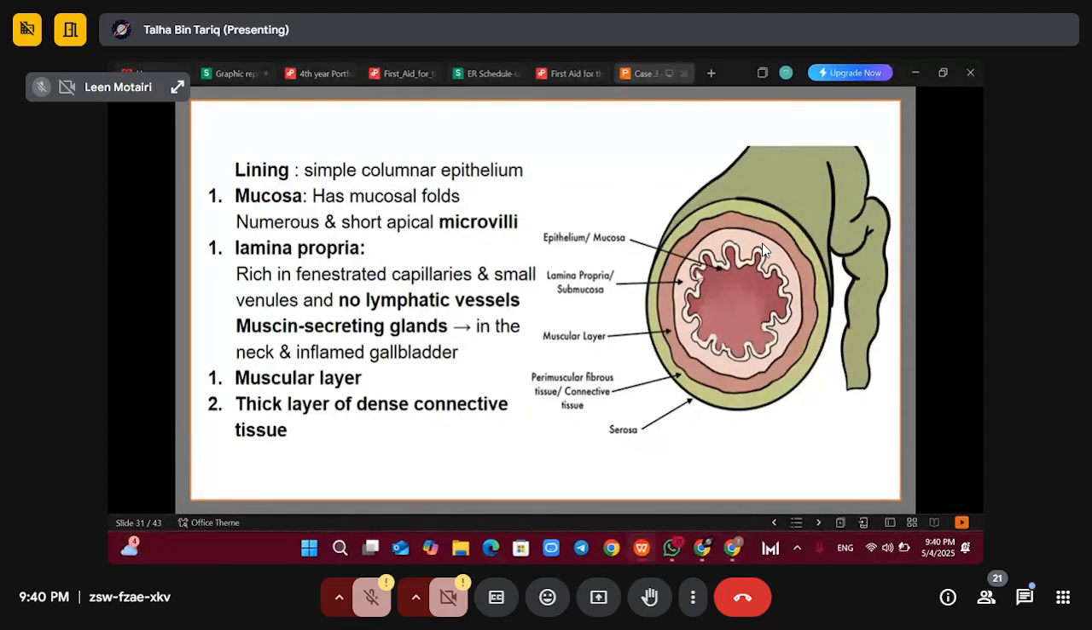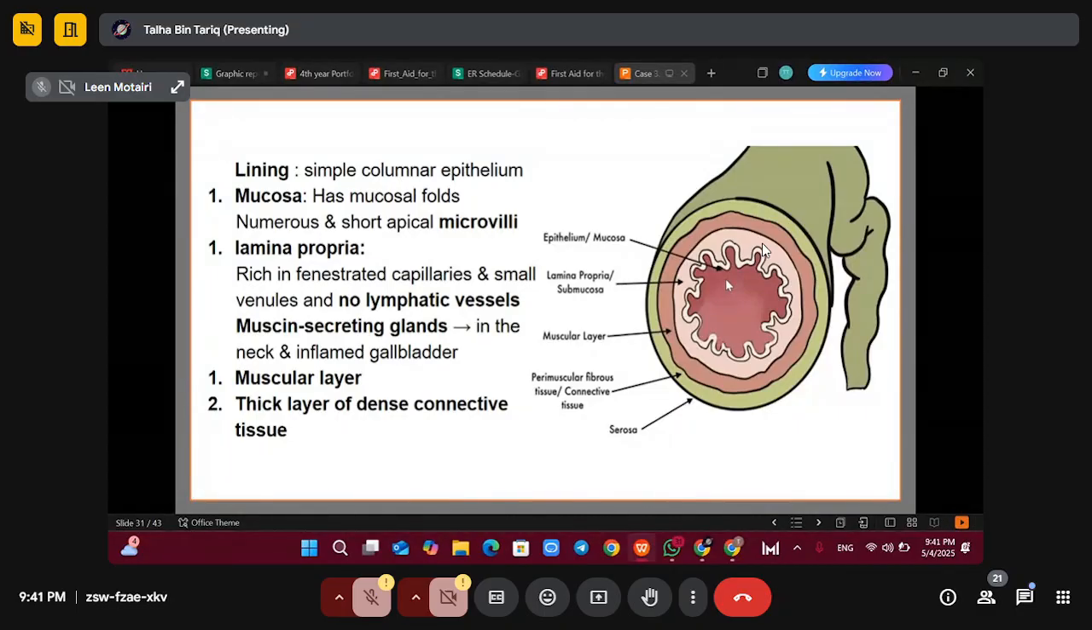the lining, or the mucosa, or the epithelium, the innermost part, it is simple columnar epithelium. The mucosa or the epithelium is the same thing. You can call it either the epithelium or the mucosa. Or you can say the mucosa is composed of the epithelium, which is simple columnar epithelium. It basically has mucosal folds. You can see in the picture, these are the folds inside. And it has short apical microvilli. And these microvilli are good for absorption and increasing the surface area.